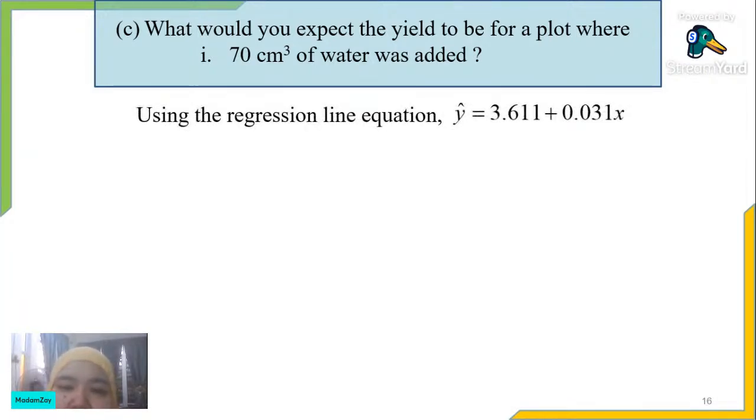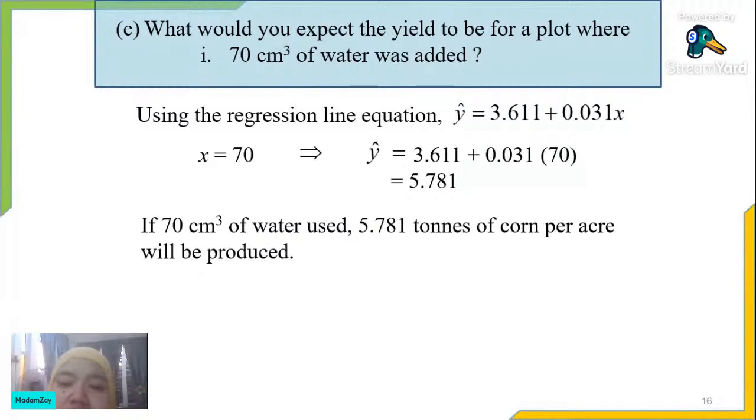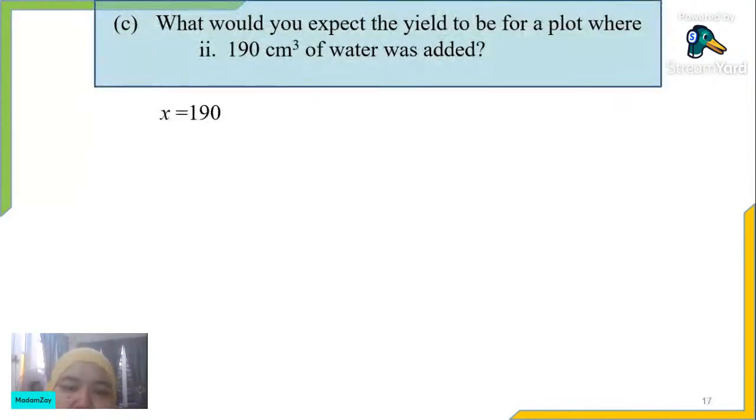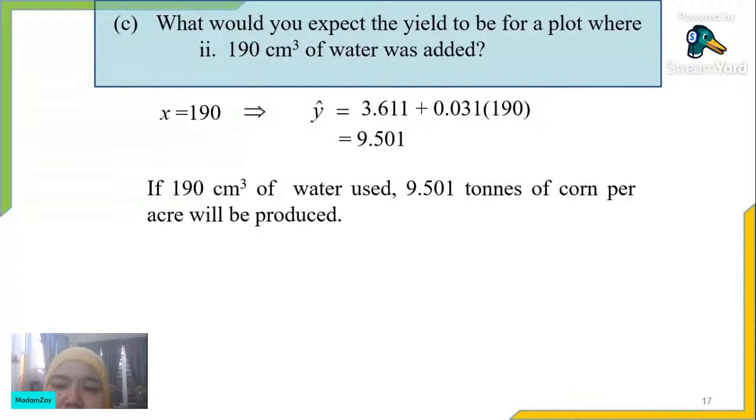So using the regression line equation we have in A, with X equal to 70, Y is equal to 5.781. So we can say if 70 cm cube of water is used, then 5.781 tons of corn per acre will be produced. Okay, so this is our value and the interpretation. Now just substitute the value of X for number 2, also 190 cm cube of water. Put 190 into the regression line, we get the answer 9.501 tons per acre. Okay, so that is the result.